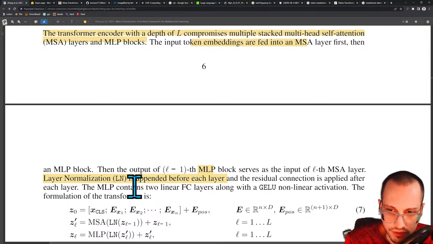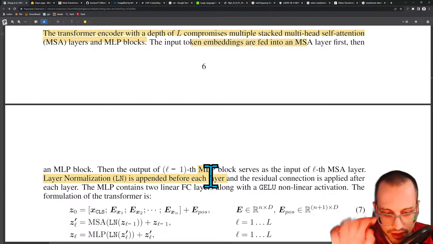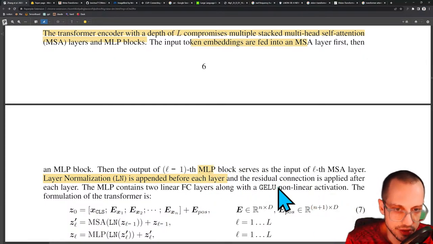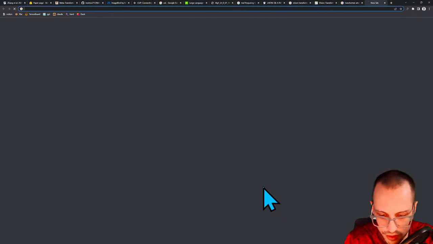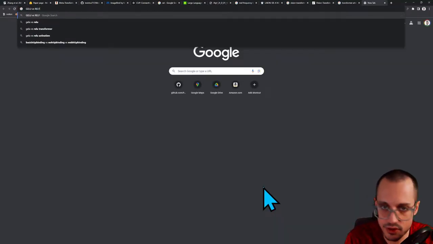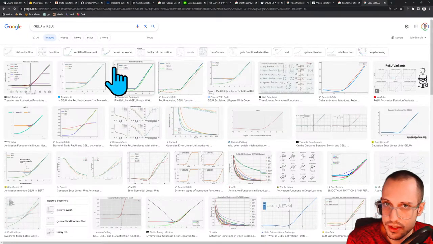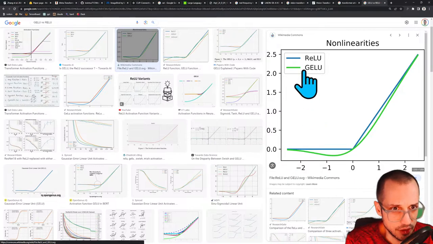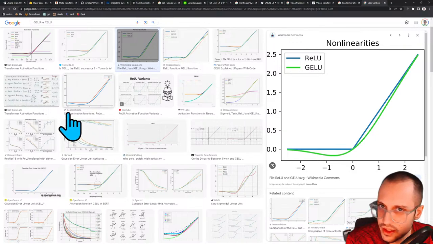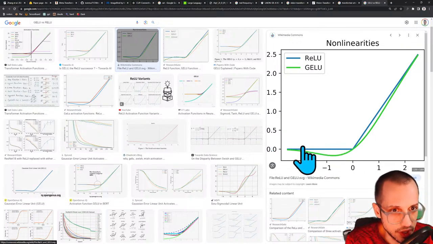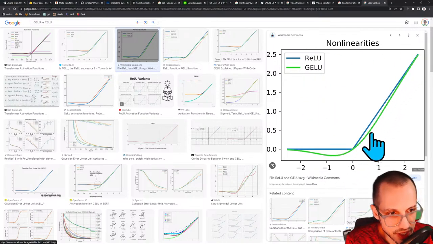The MLP consists of two linear FC layers, FC here just meaning fully connected, just think of a standard little neural net, along with a GELU nonlinear activation. And GELUs are basically just a fancy looking ReLU, but the shape is fundamentally the same. This is ReLU versus GELU. ReLU is rectified linear unit, and GELU stands for Gaussian something linear unit, I forget. But you see how ReLU is completely flat and then linear, and GELU has the same shape, but with a little bulge down here.